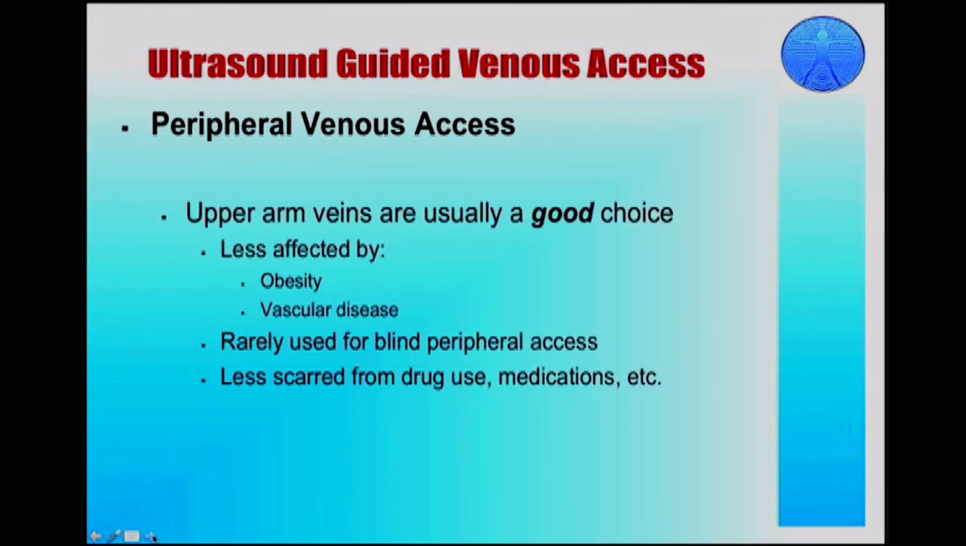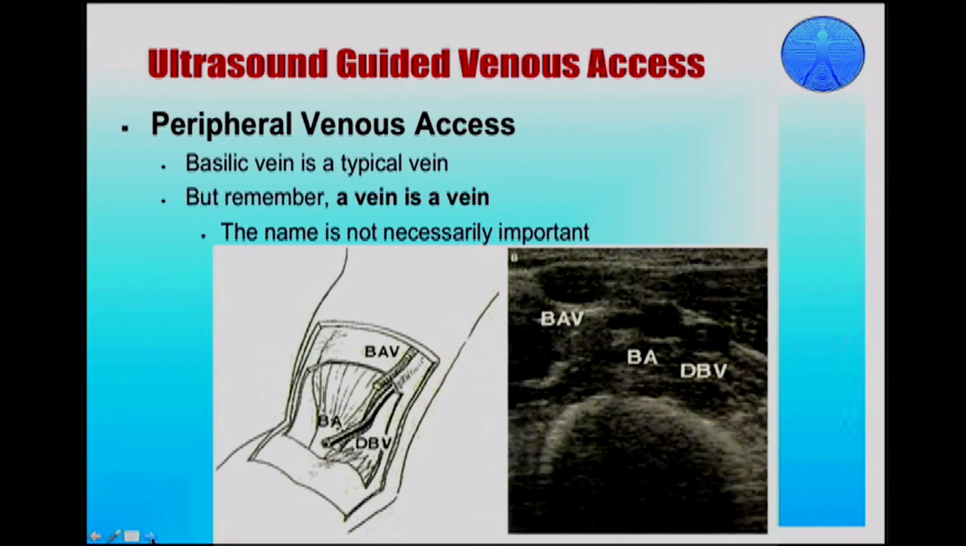Now, upper arm veins are usually our best choice and the ones that I typically go for because they're almost always present, and they're much less affected by obesity and vascular disease and things we talked about at the beginning. So they're almost always present and patent and an appropriate choice. And they're rarely used for blind peripheral access, and so there's less scarring. So excellent choice. Now, there's several veins in the upper arm.